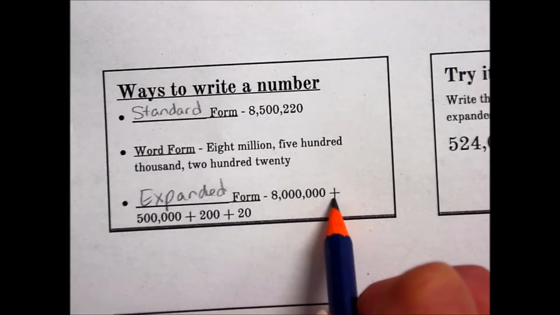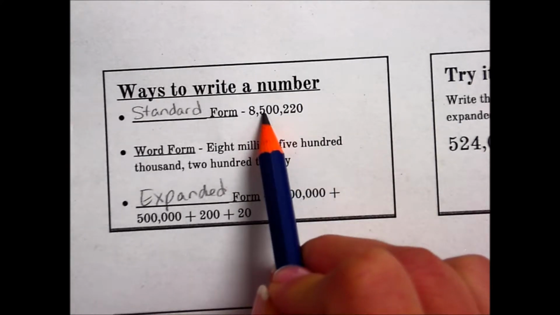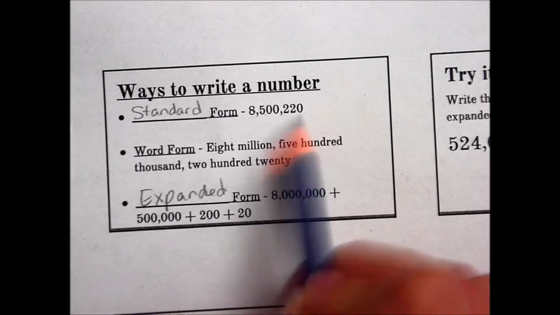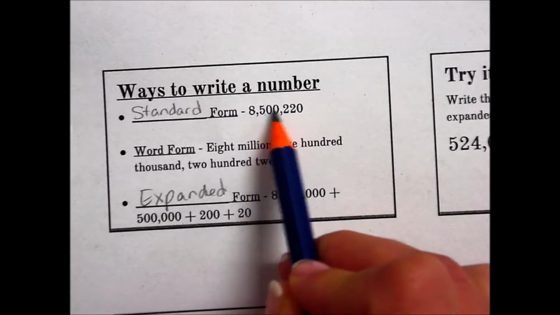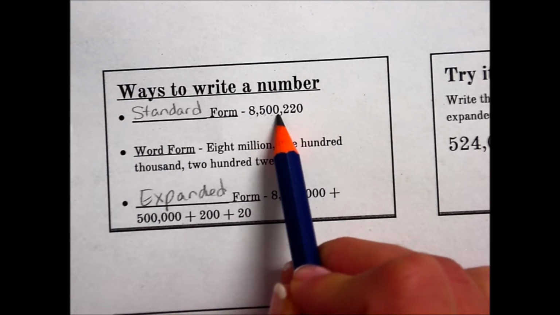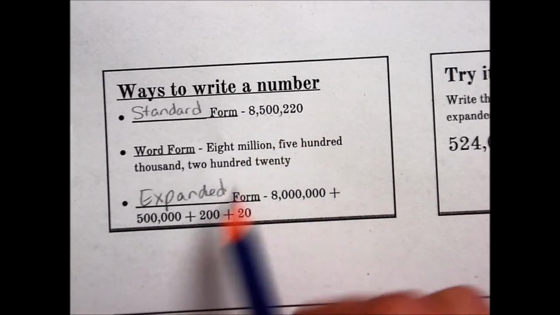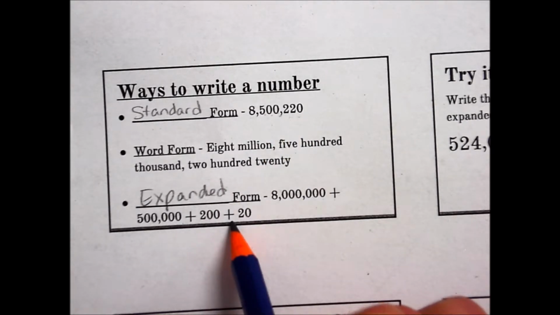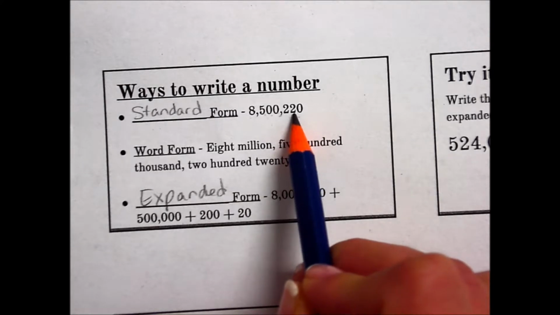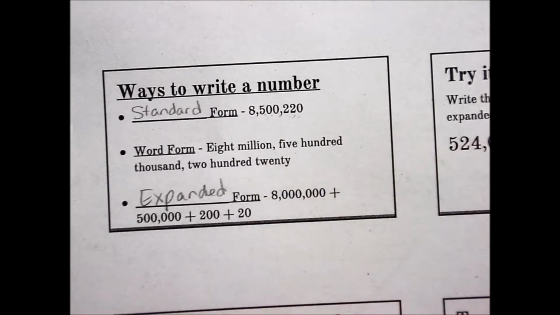Add a plus sign, go to the next digit, which is the 5. Then everything else will become 0. Add a plus sign. We do not need these two zeros. The next digit is a 2. Everything else becomes a 0. Add a plus sign. The final 2 and a 0.